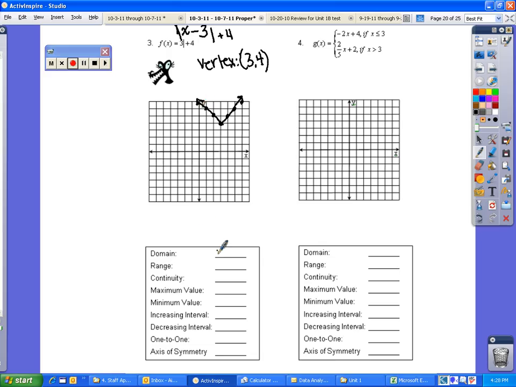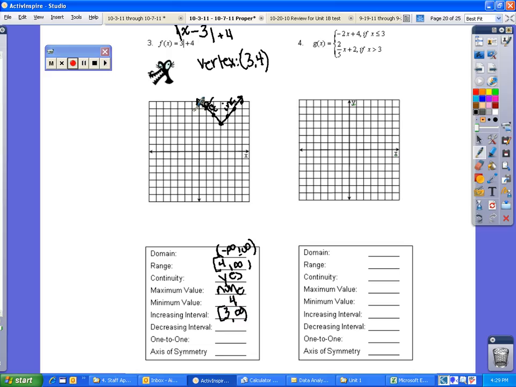Domain, all real numbers, so from negative infinity to infinity. My range is going to start at 4, including, and go to positive infinity. It is continuous. There is no maximum, again corresponding with the range of infinity. The minimum is at 4, same again corresponding with the 4. Increasing and decreasing, so this is decreasing again, just like our other one. This is increasing from the x value of 3 and keeps going to the right. So from 3 to infinity.